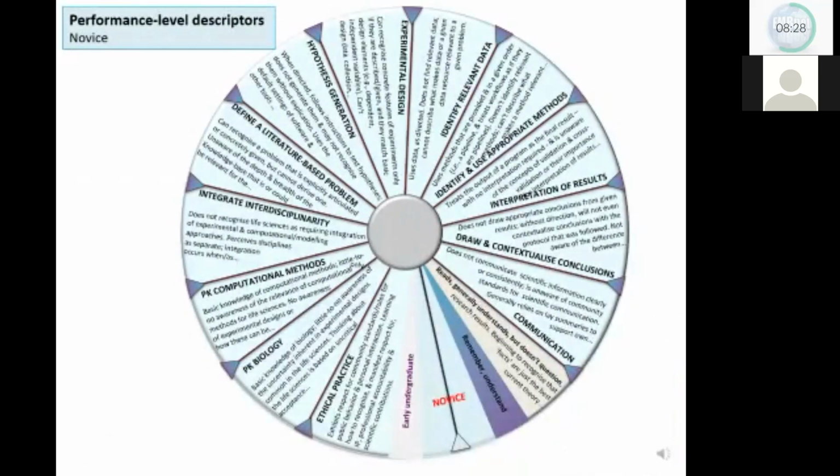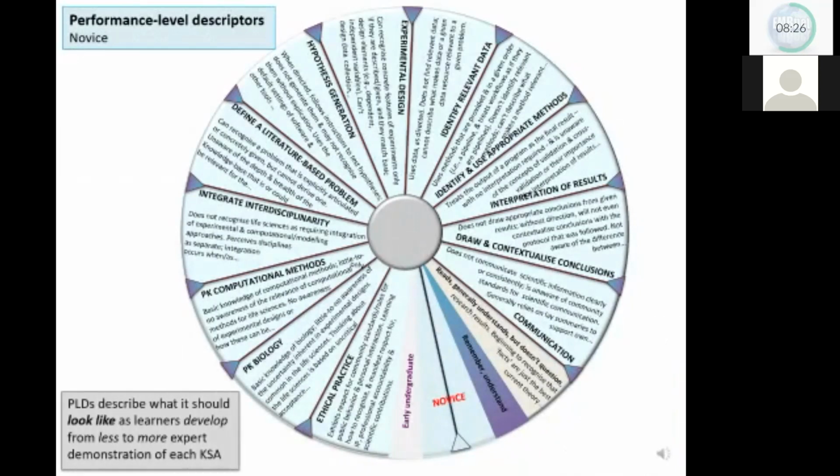Hidden within each of the layers are the performance level descriptors, the PLDs, that describe what it should look like as learners develop from less to more expert, and demonstrate each of these KSAs. Again, you are not meant to read this. And as we saw before, alongside the PLDs is a general description of an individual at this stage. And then you have the requisite Bloom level and the stage of academic training.